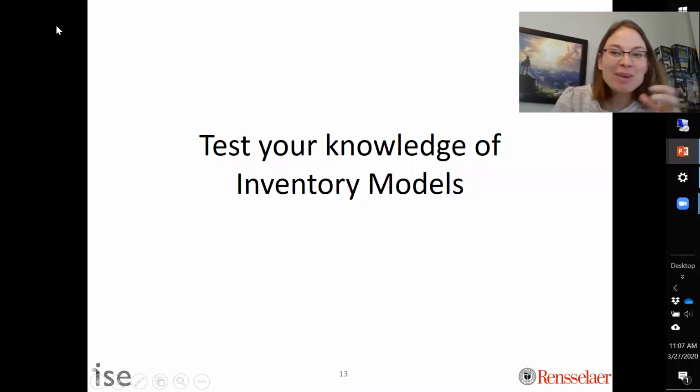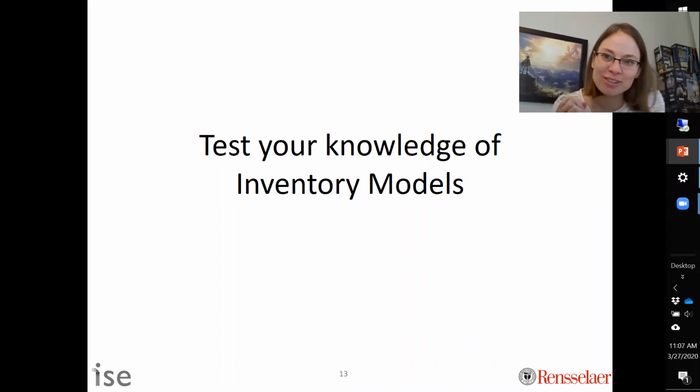So the remaining part of this lecture is a number of clicker questions associated with testing your knowledge of inventory models. So what I would encourage you to do is to go and take the slides that are remaining and see if you know the answer to all of these, and then watch this video and get the answers.